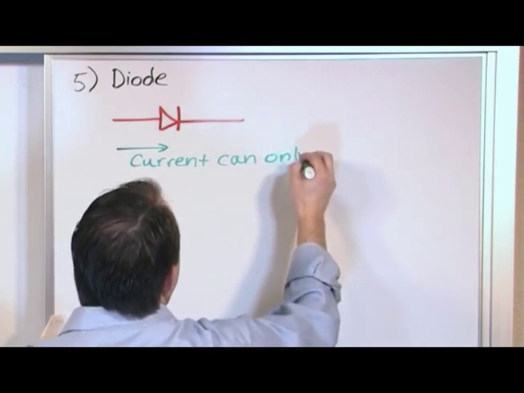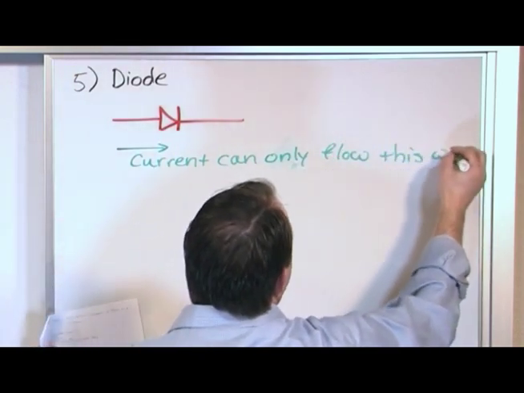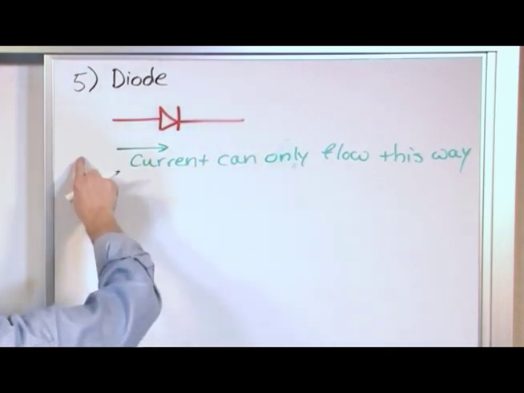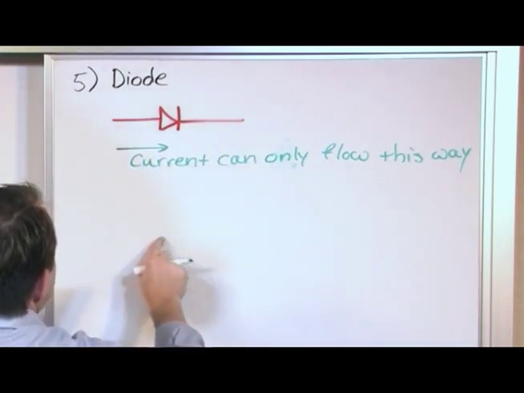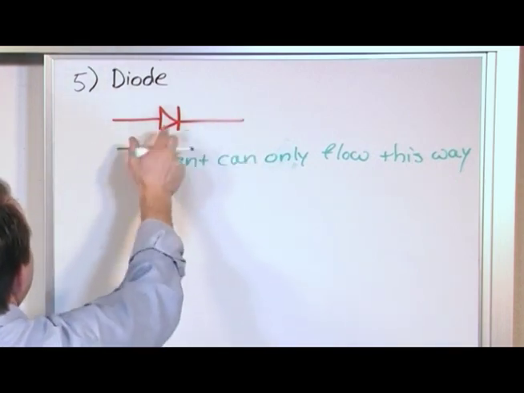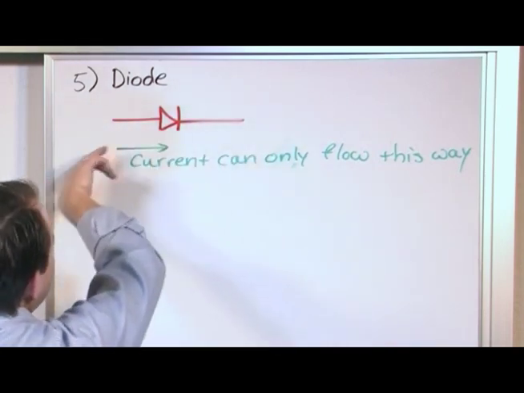only flow this way. In other words, if I hook a battery up to the circuit and try to let current go this way, it will be able to go this way. It will go this way all day long, no problem. It's like a wire. It doesn't present much resistance. It doesn't get in the way. It just lets it go that way.